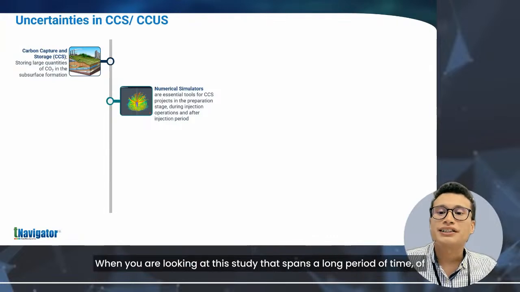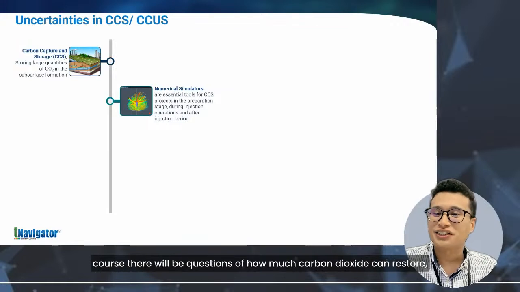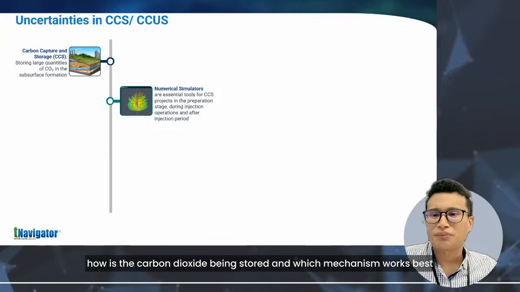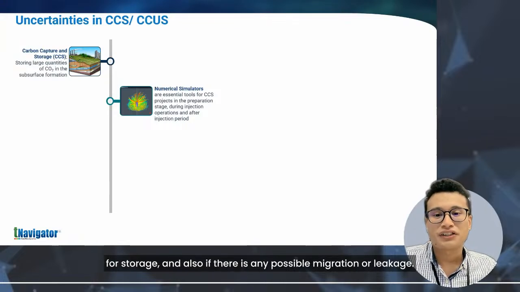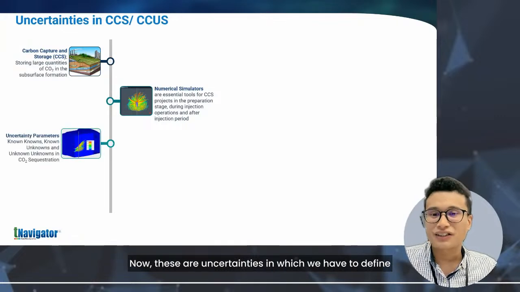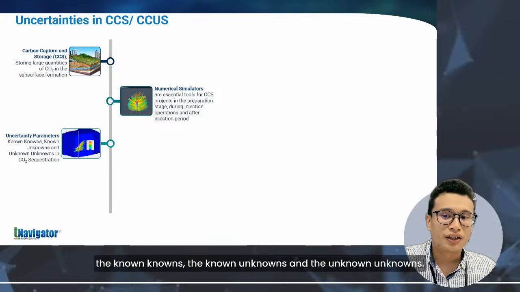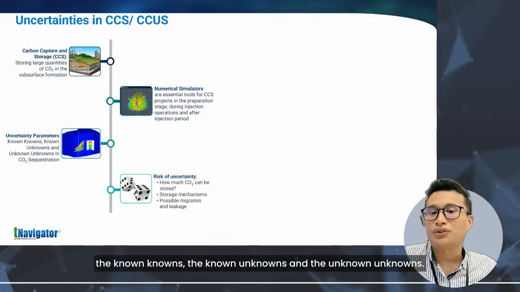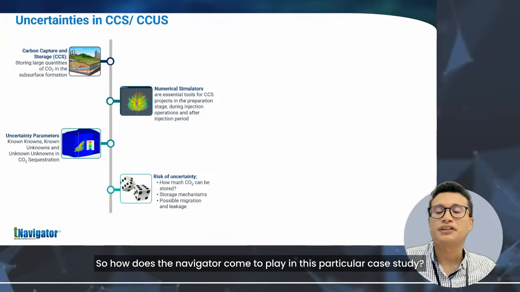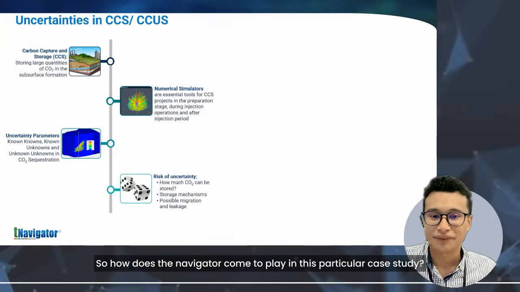When you are looking at a study that spans a long period of time, of course, there will be questions of how much carbon dioxide can we store, how is the carbon dioxide being stored, which mechanism works best for storage, and also if there is any possible migration or leakage. Now, these are uncertainties in which we have to define the known knowns, the known unknowns, and the unknown unknowns. So, how does T-Navigator come into play in this particular case study?